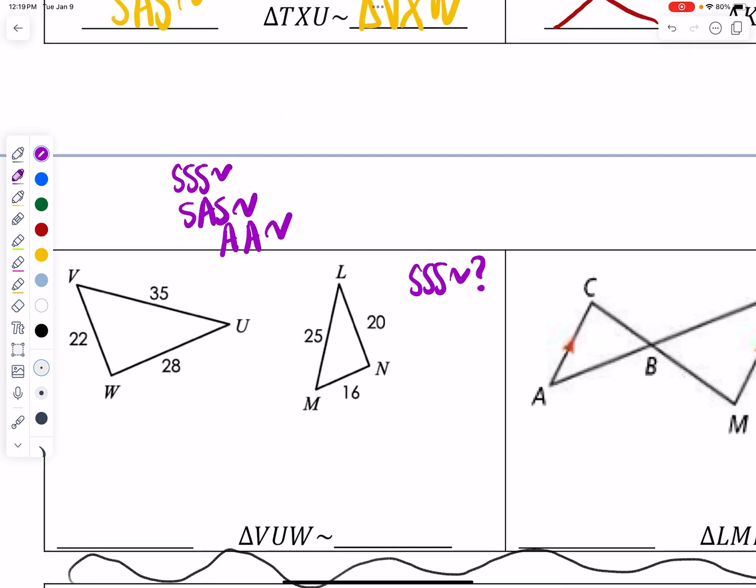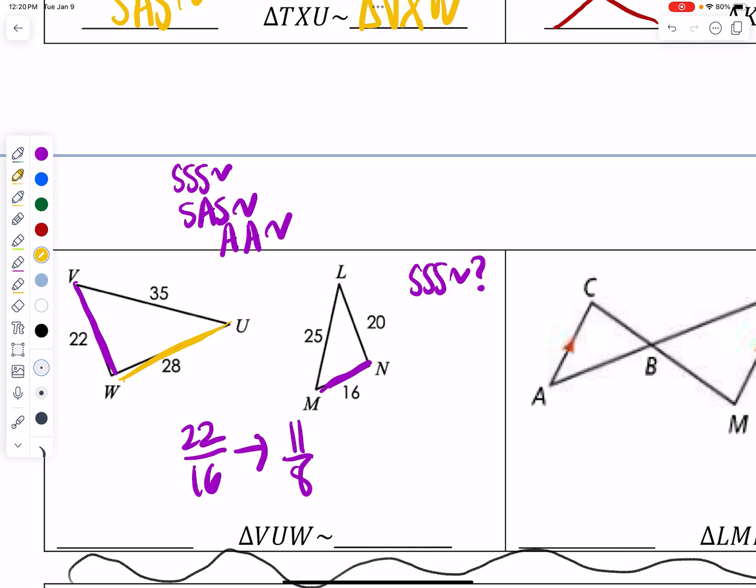Test our theory. 22 is the smallest piece. It corresponds to the smallest piece, which is 16. 22 over 16. What is 22 over 16 reduced to? You don't want the mixed number. You want the improper fraction. That's 11/8. So you just divide both of those by 2. Okay? So as long as the other 2 fractions reduce to 11/8, then we're golden.